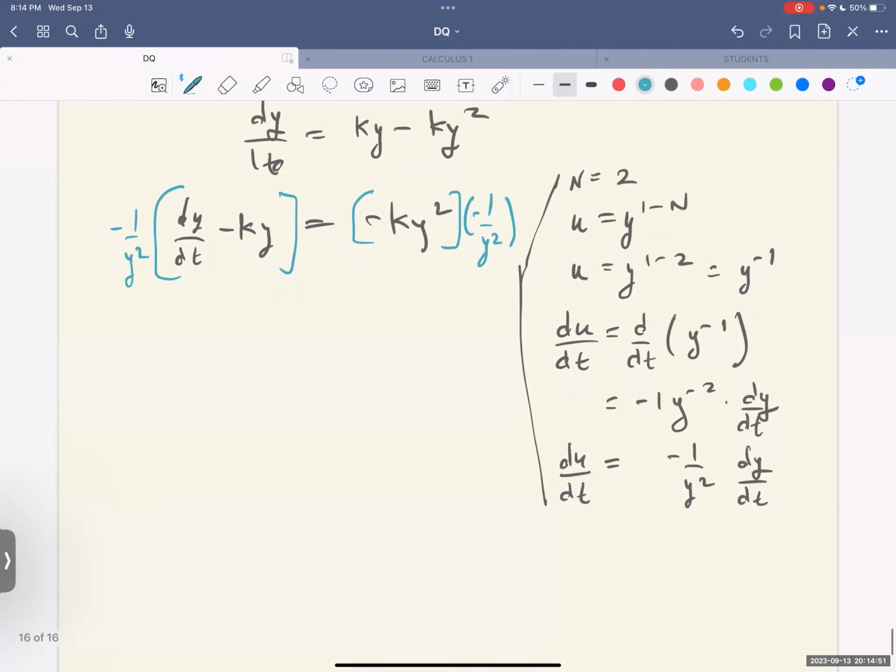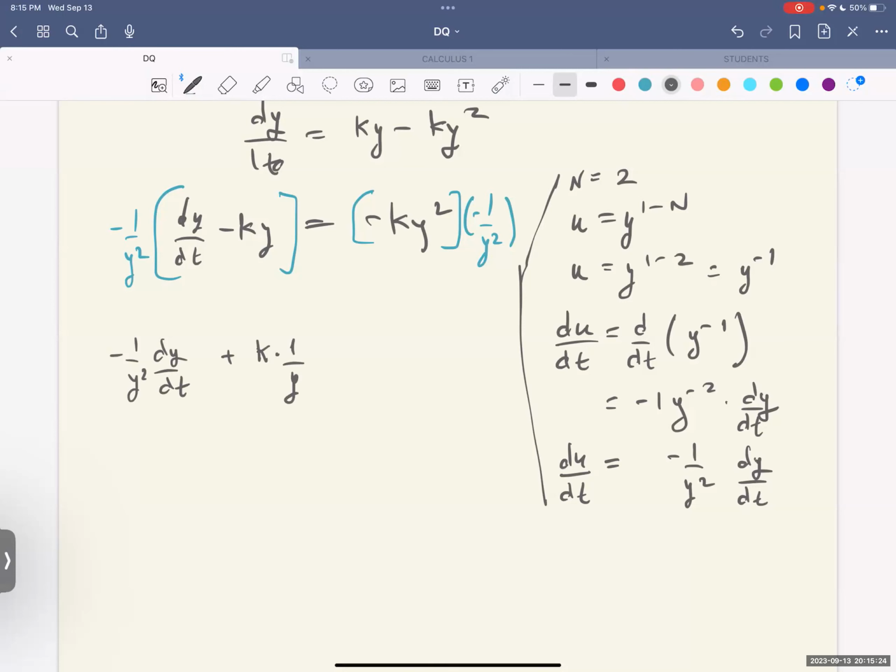Okay, on the left, you want to multiply this in. Let's see. Negative 1 over y squared dy/dt plus k times 1 over y.